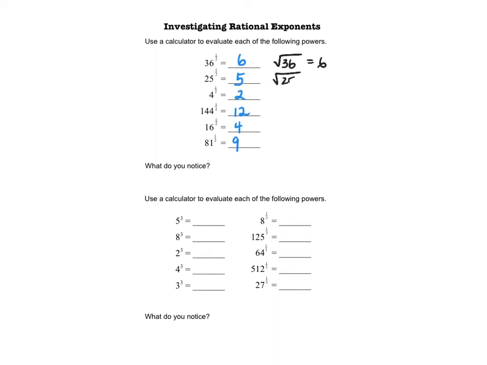The square root of 25 is equal to 5, all the way down to the square root of 81 being equal to 9. So hopefully we can notice that if I had anything, I don't really care what the number is, but if I'm raising it to the 1/2, I could simply evaluate that by taking the square root of that particular number. Let's move forward and see if we can extend our thinking a little bit. I want you to copy down the questions below, use your calculator to evaluate each of the powers, and see if you can make some further connections.